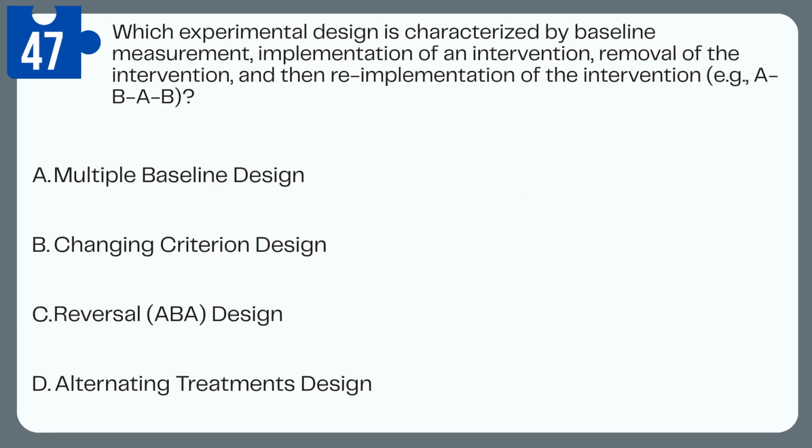Question 47. Which experimental design is characterized by baseline measurement, implementation of an intervention, removal of the intervention, and then reimplementation of the intervention, for example, ABAB? A. Multiple baseline design. B. Changing criterion design. C. Reversal ABAB design. D. Alternating treatments design.